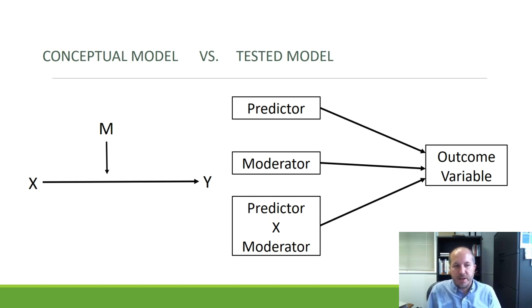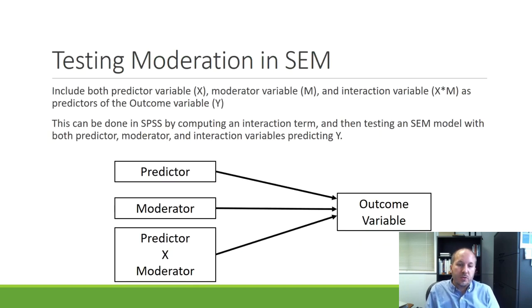When we are testing moderation in SEM, I've showed you the conceptual model, which is here on the left, where we have M going straight down to X and Y. When we test it in SEM, the model on the right here is actually what we test. So if you remember from multivariate statistics, we're going to take our predictor and a moderator and create an interaction term, predictor by moderator, and we're going to have all three of those regressed onto our outcome variable. So in Mplus, we're going to test this model right here. So we're going to have outcome variable on predictor, moderator, predictor by moderator.